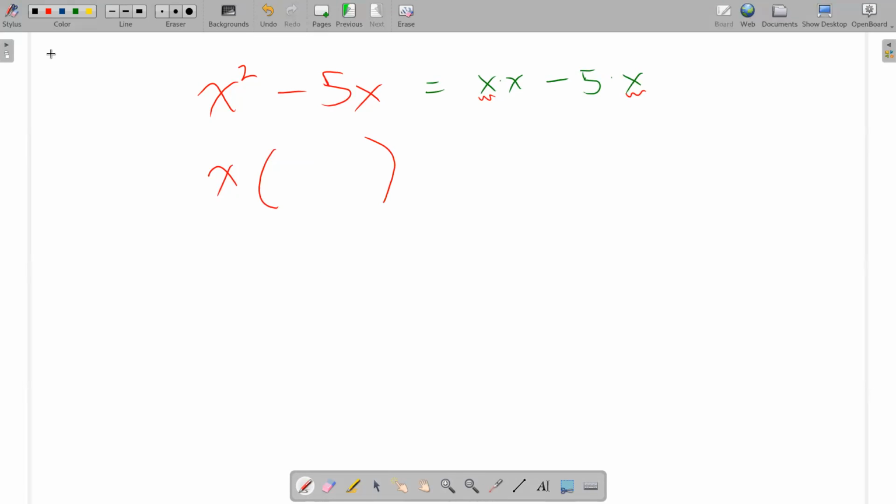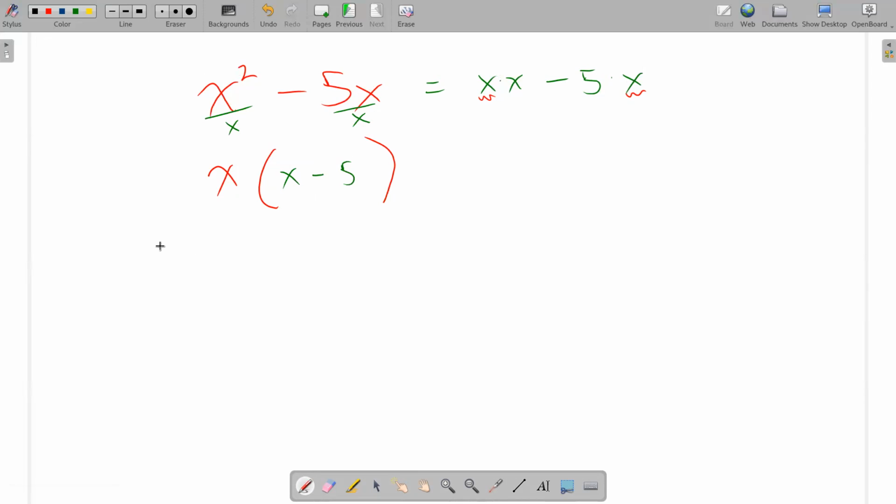What does that leave behind? Well, remember, factoring is like division. If I take x squared and I divide an x out, that leaves an x behind. And if I take a 5x and I divide an x out, x's go away, leaves just a 5. And when we do these, we want to take out as much as possible that they have in common.